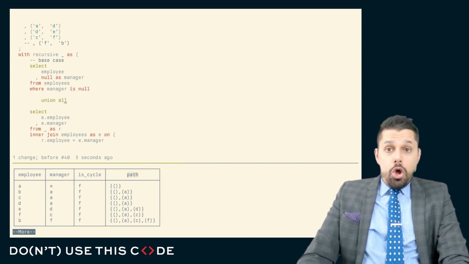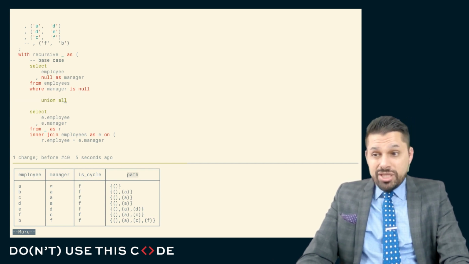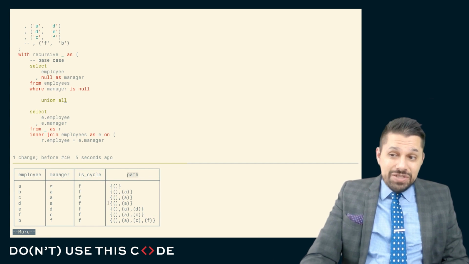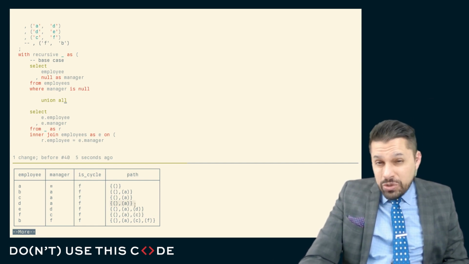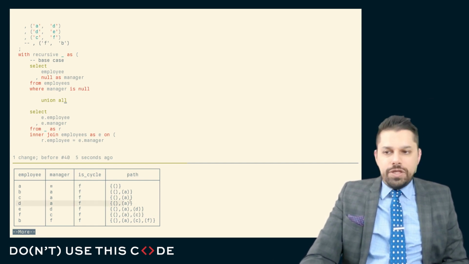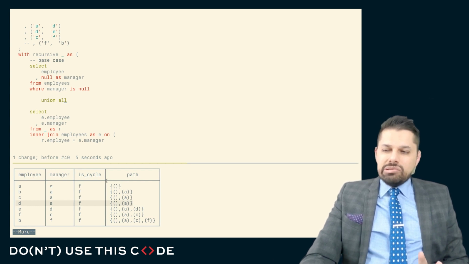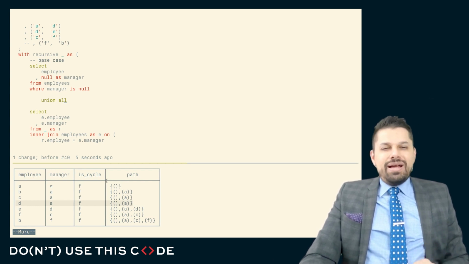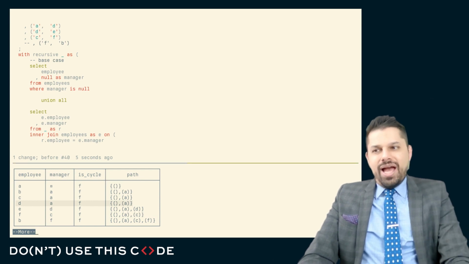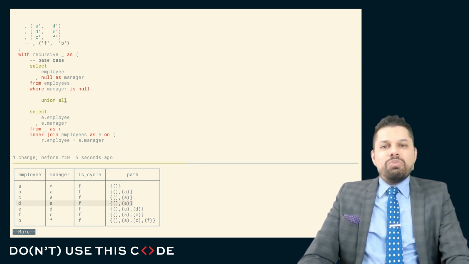Then a union all. Why? We definitely don't want to eliminate duplicates, although in this case it's not going to make much of a difference because this path should be unique, or at least a tuple containing all of these should be unique. I feel like I'm going to do a union all here because I don't want to leave it to chance, especially if we add or remove columns.